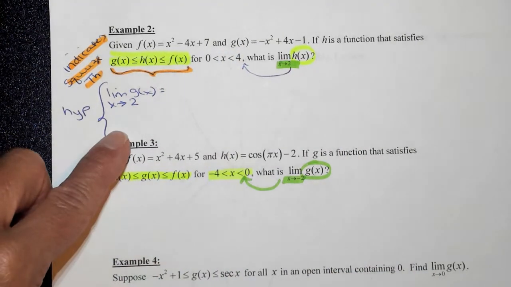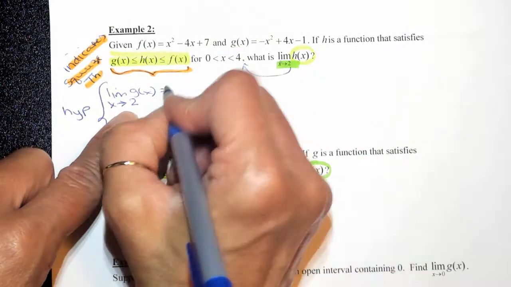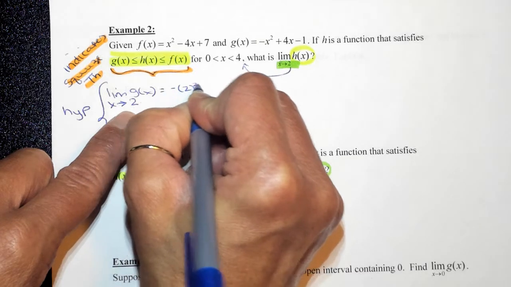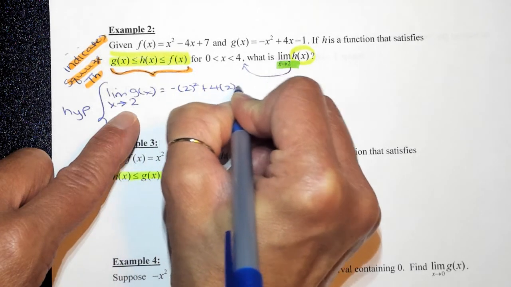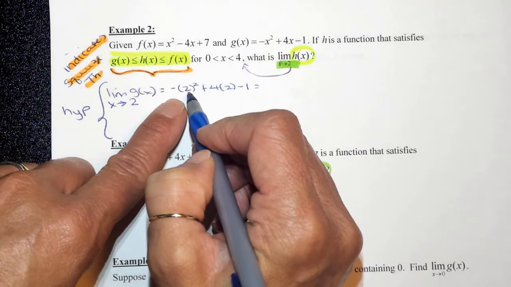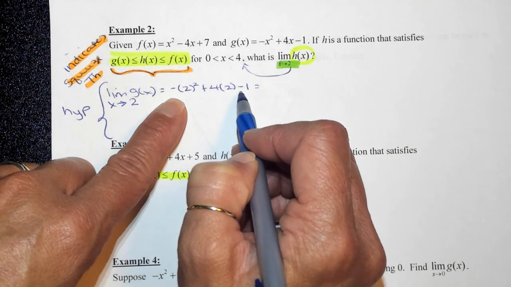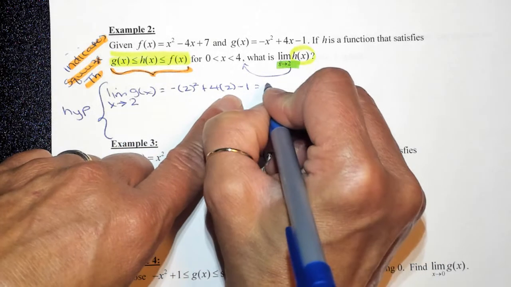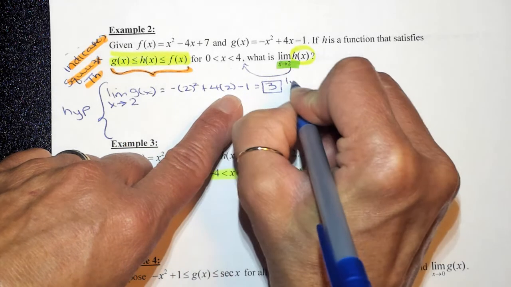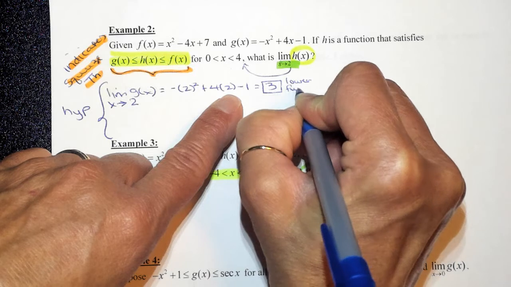So what I'm going to use is direct substitution. So I plug in 2. So this is the opposite of 2 squared plus 4 times 2 minus 1. So this is negative 4 plus 8, so that would be 4 minus 1 is 3. Okay, and this is our lower function.